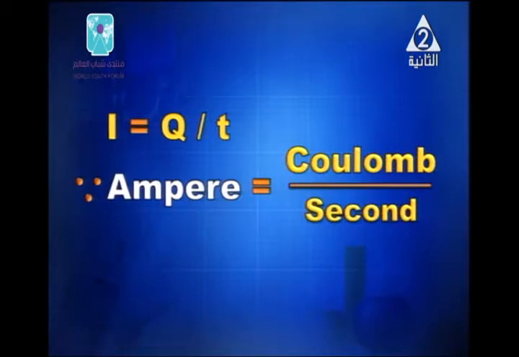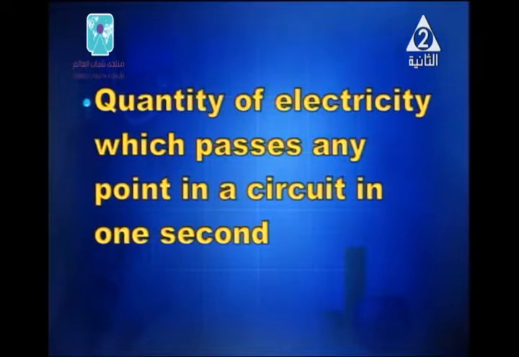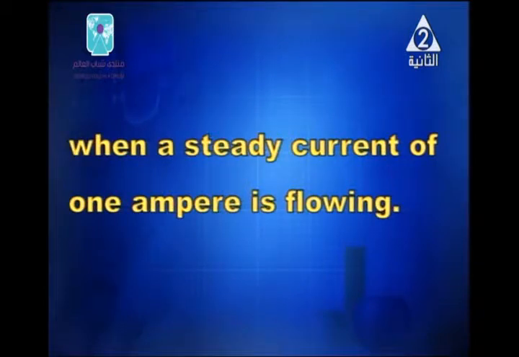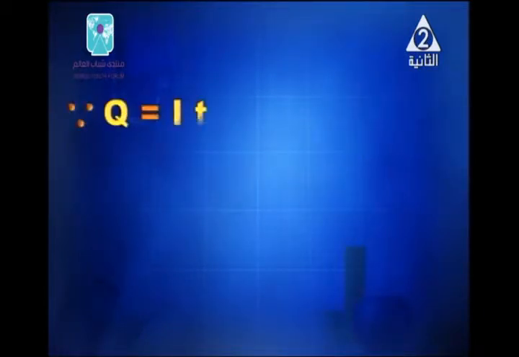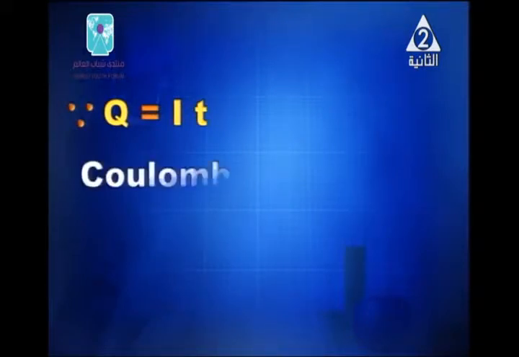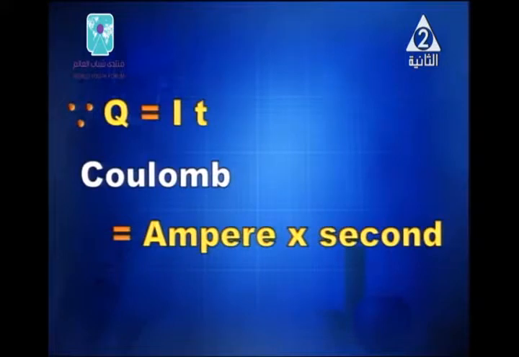And what about the expression that gives the quantity of electricity which passes any point in a circuit in 1 second when a steady current of 1 ampere is flowing? Yes, of course, I can hear you saying it is coulomb. Since Q is equal to I times t, so coulomb is equal to ampere times second.